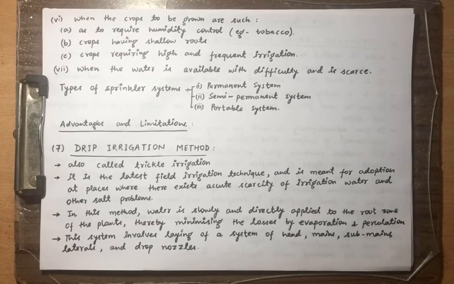The first one can be high wind. If there is high wind, the sprinkler pattern can get distorted, because we will be targeting some portion of the land, but it will get distorted with high winds. So if high winds are there, uniform distribution of water is not possible. This is one of the disadvantages.